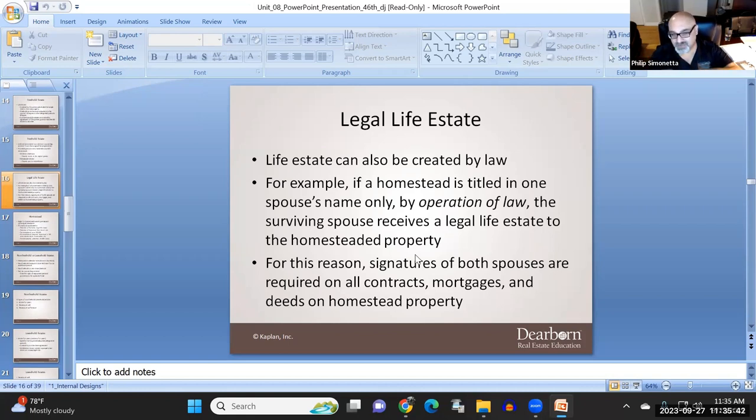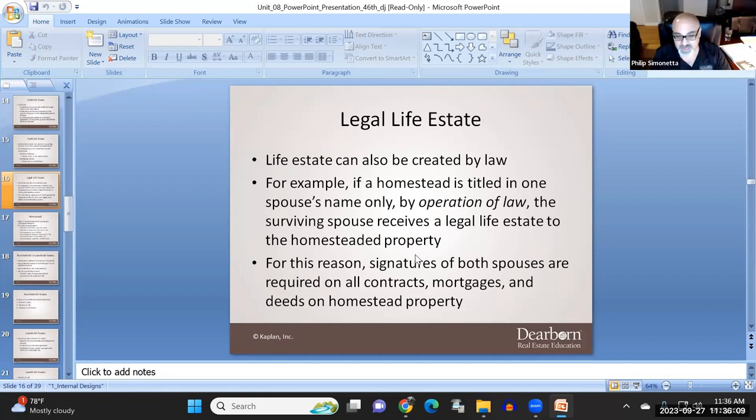So this is just telling you, if it's in a homestead, both parties have to sign no matter whose name it's in. If it's not in a homestead, only the person whose name it is in has to sign. Does that make sense? Question. Just know that right now. Don't worry about anything else. Okay. That makes sense though, right? You got that? If they're in a homestead, they both have to sign it.